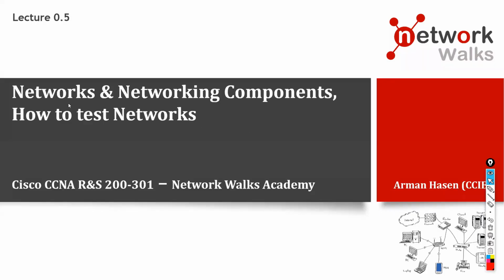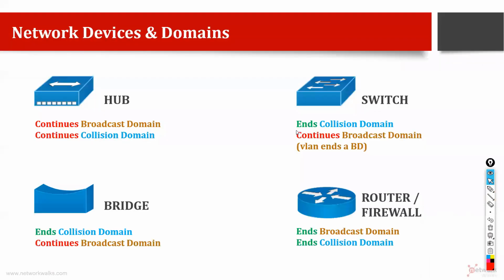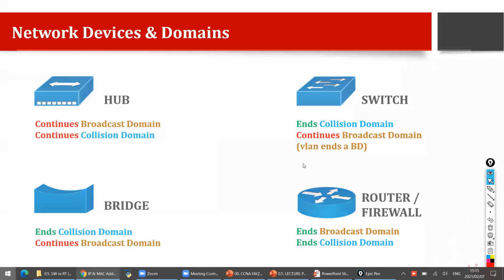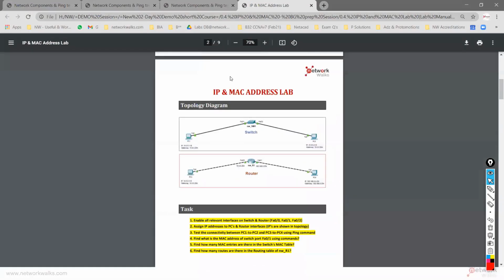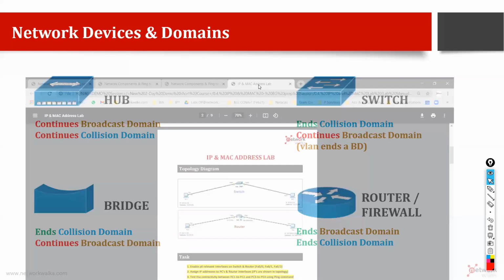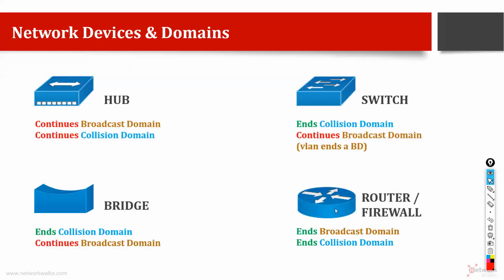So this is the lecture for today on networks and networking components, and how to test the connectivity between two networks, between two computers, to make sure that they can reach each other and send data. We will be doing a practical lab as well, which I just showed to you guys. This is the practical lab, IP addresses and MAC addresses. It gives us the topology diagram and the tasks, so we have to complete all these tasks one by one. I'm just repeating because I started the recording. We will be doing this one in Cisco Packet Tracer, a simulation software. So let's have an introduction first and then we'll go to the lab.